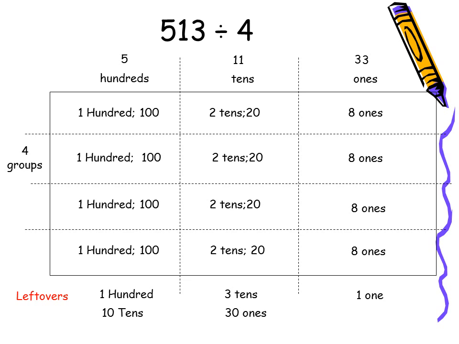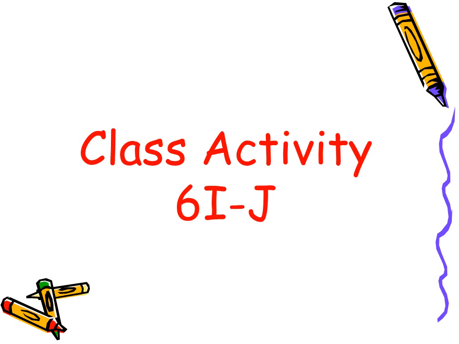So my answer would be, how much would each group get? If I was rewriting 513 divided by 4, I know there's 4 groups, so I'm trying to find the amount in each group. Each group gets 100, 2 tens, 8 ones. So that means that 513 divided equally amongst 4 groups, each group would get 128 with 1 left over. I want to now practice this strategy and complete class activity 6I through J.